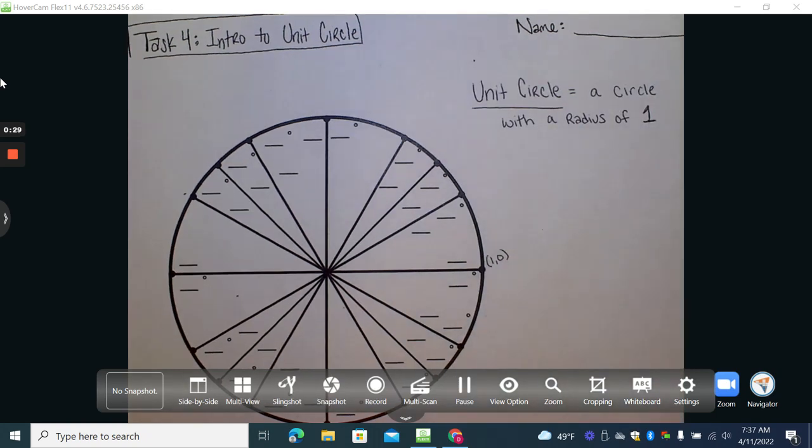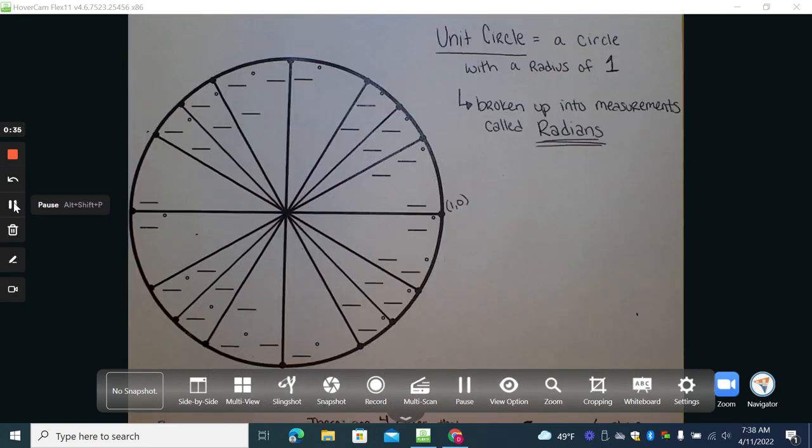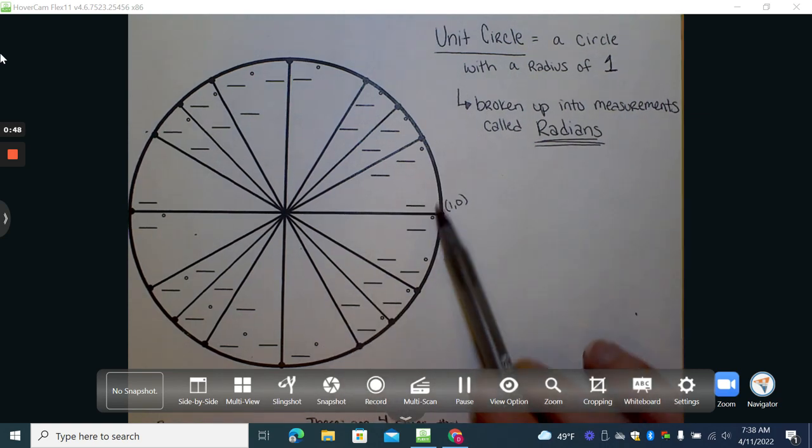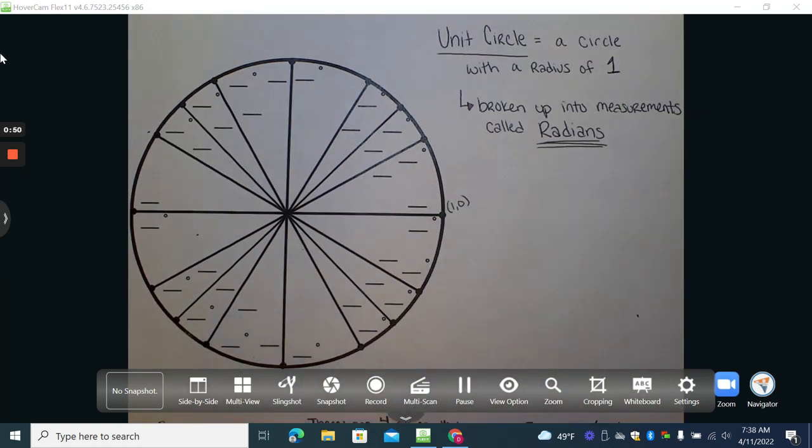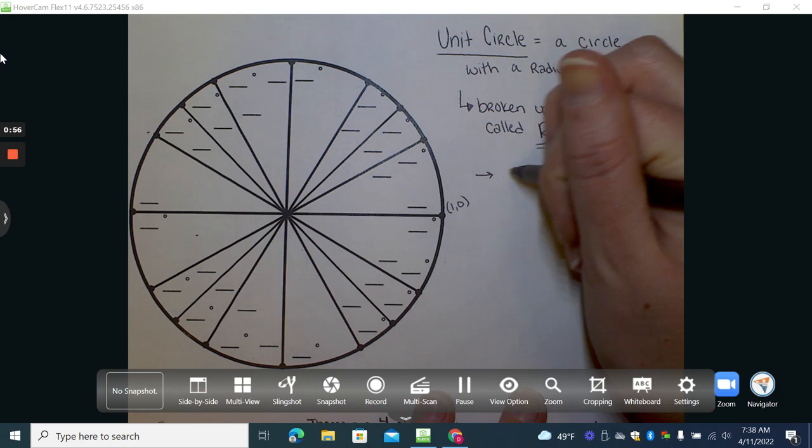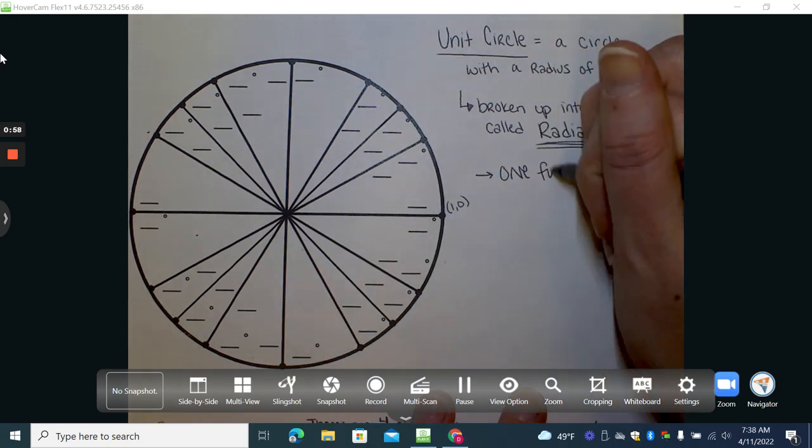The thing about a unit circle is that instead of being broken up in degrees, we actually can break it up by what's called radians. We can convert back and forth between degrees and radians, which is what we're going to do at the end of the lesson today. But I want to at least show what each pie slice is a measurement of.